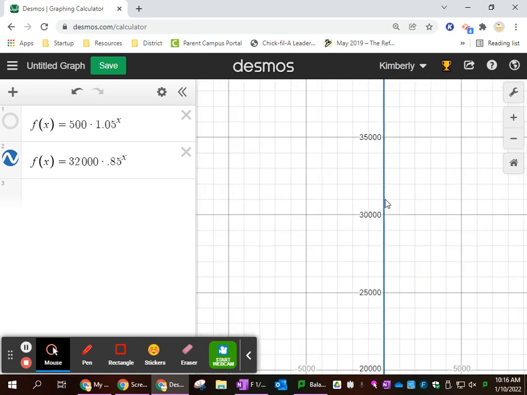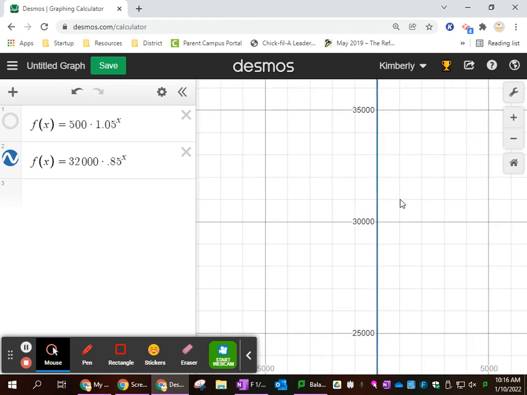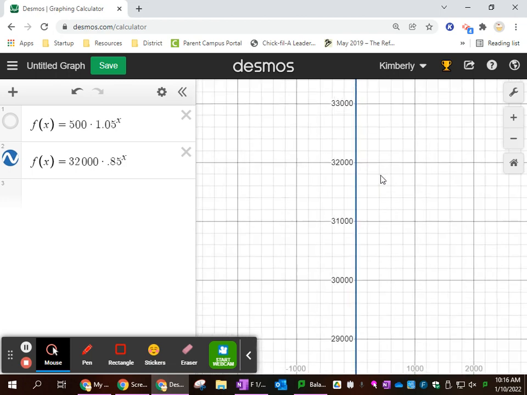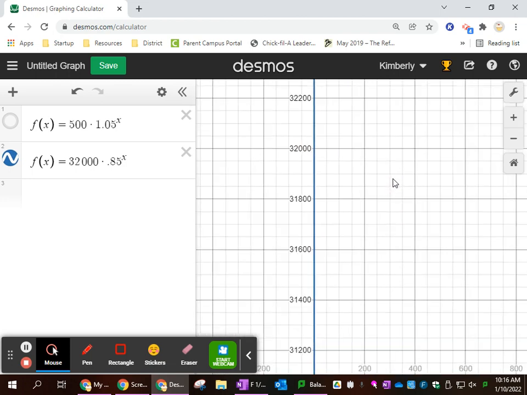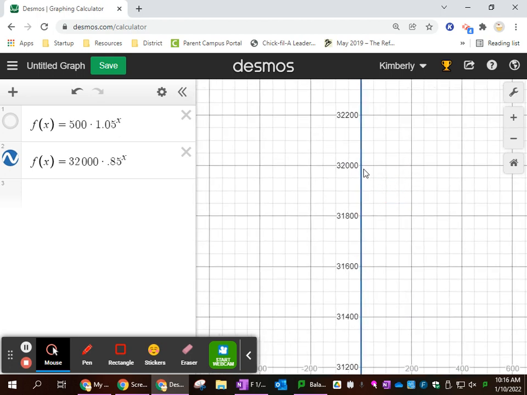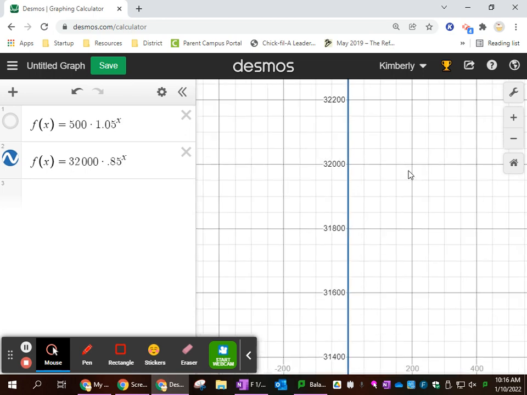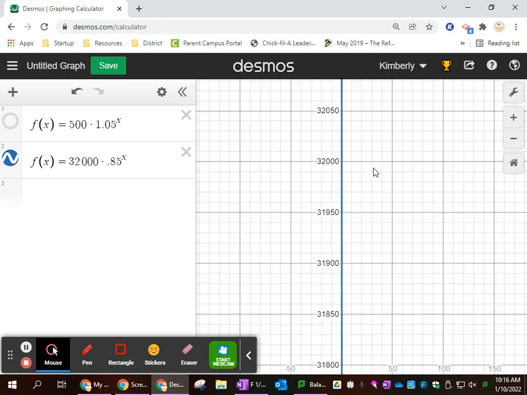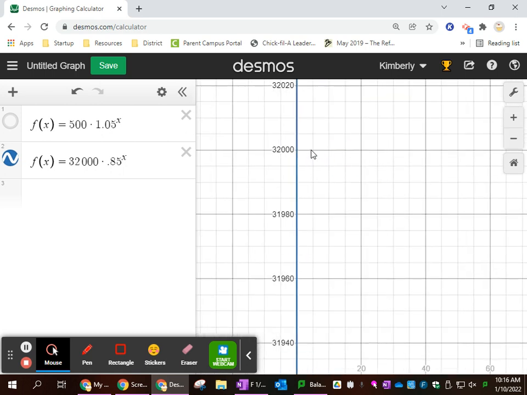And then I want to kind of zoom in on that. So zooming is kind of tough on your Chromebooks. So if you're struggling with that, let me help you. The easiest way to do it is to find it, and then you'll double click on the value you want to zoom in on. So you want to zoom in on 32,000. That way I can get it to drag along there. Let's see.